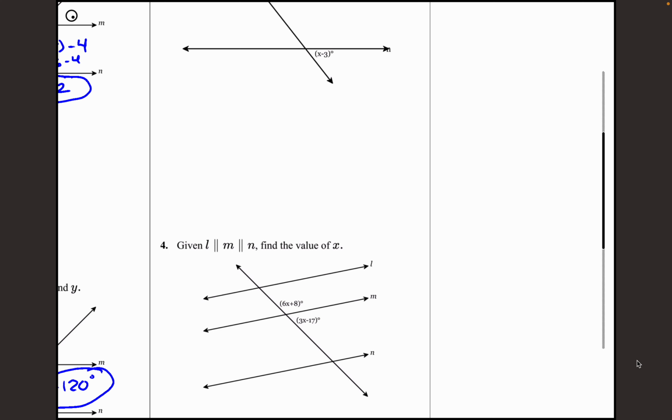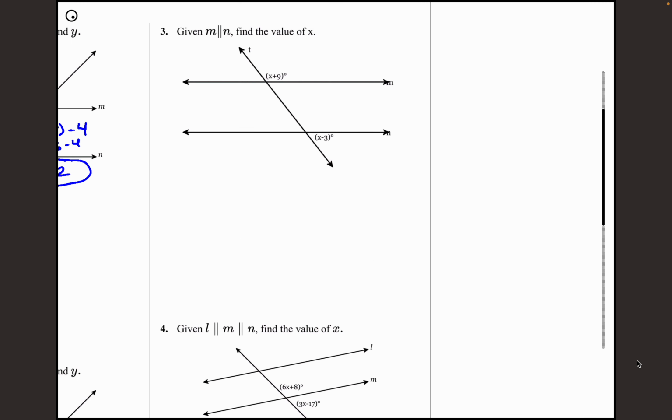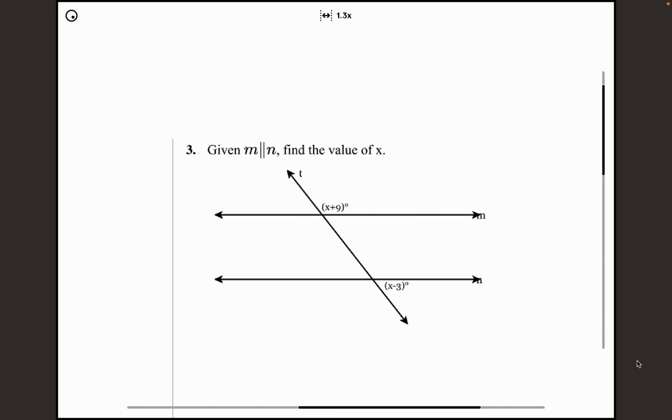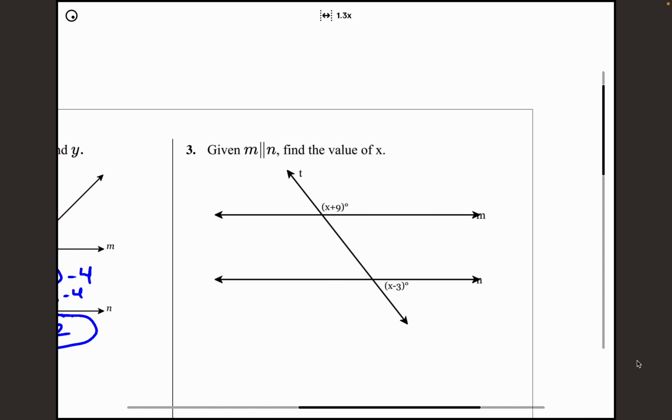All right, let's look at number 3. Okay, we just have x, okay? Are these going to be congruent? Are these any of the angles that we talked about? They're not, okay? But how can I solve this then? If they're not congruent, then what can they do?